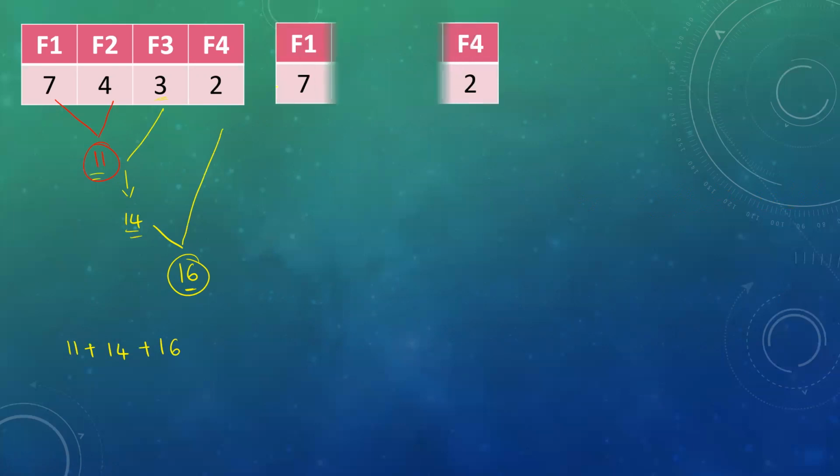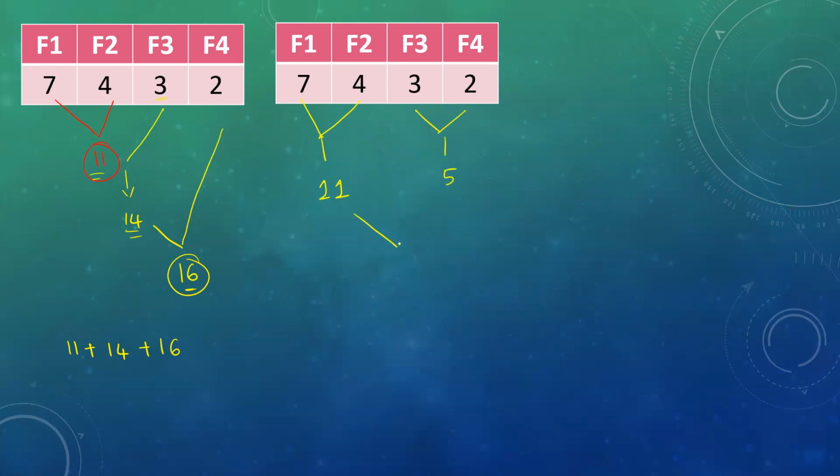Now let's see another scenario. Here I have the same files with a different way of merging. Now let me merge file 1 and file 2, which will give me 11. And then I'll merge file 3 and file 4, which will give me 5. And then next I merge again to get 16. So this merge pattern gives me 11 plus 5 plus 16.